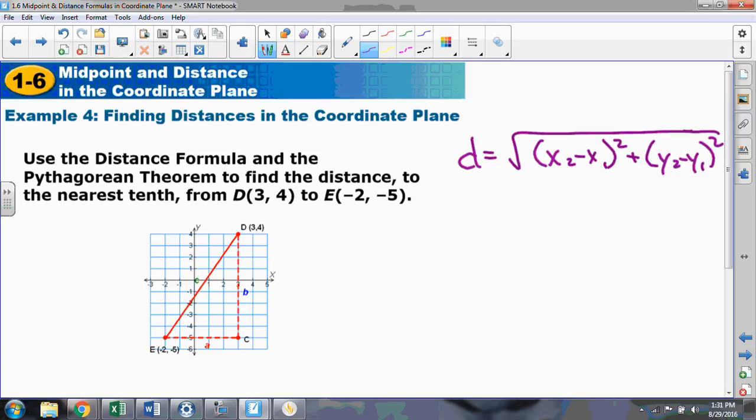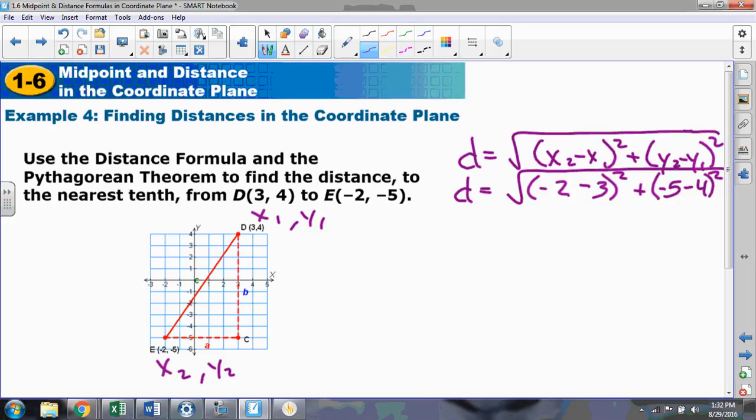So, we have x1, y1, x2, y2. It does not matter which is point 1 and point 2. But for what we have here, we'd have -2 subtract 3 squared, and -5 subtract 4 squared. This is our distance formula. We've plugged everything in. Now we're just doing number crunching.